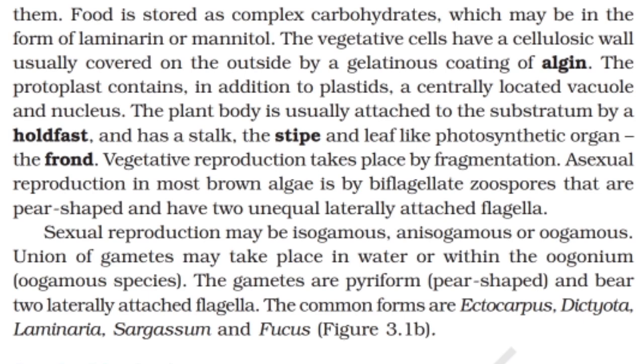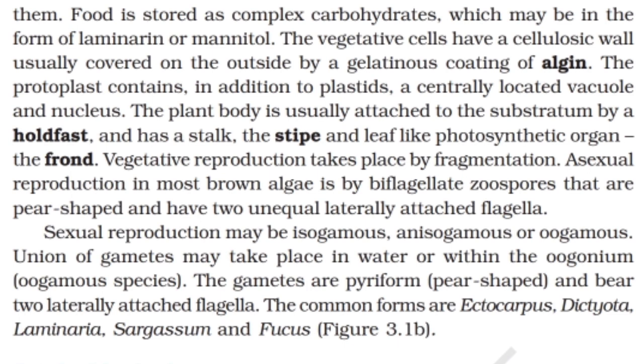Food is stored as complex carbohydrates which may be in the form of laminarin or mannitol. The vegetative cells have a cellulosic wall usually covered on the outside by a gelatinous coating of algin. The protoplast contains, in addition to plastids, a centrally located vacuole and nucleus. The plant body is usually attached to the substratum by a holdfast and has a stalk, the stipe, and a leaf-like photosynthetic organ, the frond. Vegetative reproduction takes place by fragmentation.